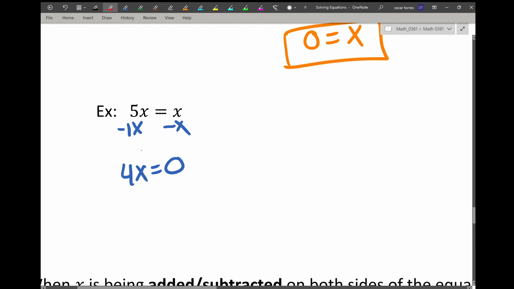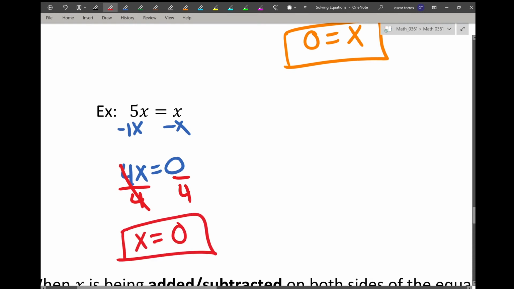From this point, we can get the x by itself. It doesn't matter what's on the right side. Think about what's happening to x. X is being multiplied by 4, so we end up dividing both sides by 4. This leaves me with x equals whatever 0 divided by 4 is, which is just 0.